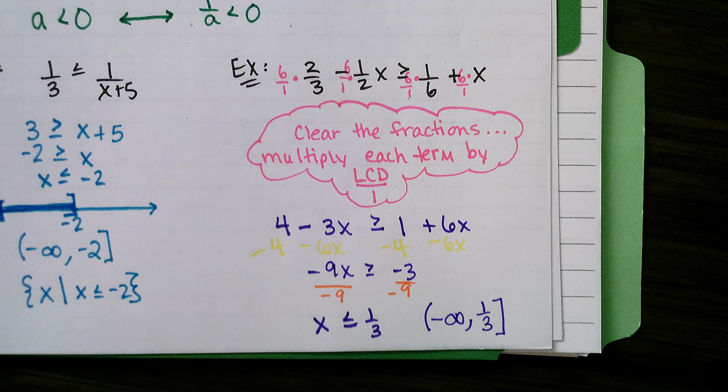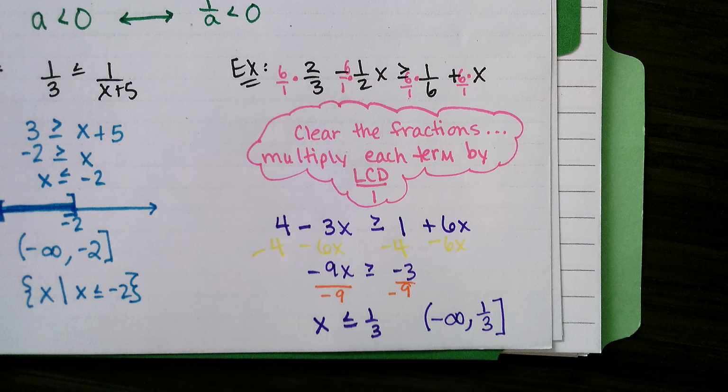So this is a strategy we will use a super bunch in college algebra and calculus if you go there. So we look at these. Our denominators are 3, 2, and 6. Hopefully you remember how to do LCD. If not, let's figure out a time that we can work together on that. We have an LCD of 6. So I'm going to multiply each term by 6 over 1, by 6 over 1, by 6 over 1. And then that's going to take care of all my fractions.